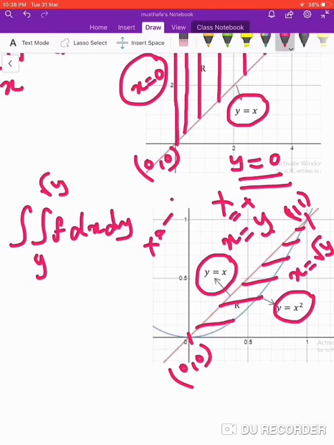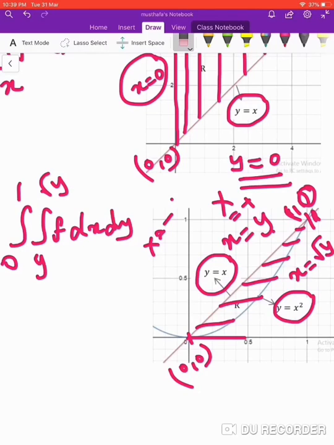Now look at the line. The line is moving from the lower to the upper. When I start, what is the value of your y? It is 0. When I stop, what is the value of your y? It is 1. So the outer limit will be 0 to 1, and the inner limit is y to square root of y. I hope this explanation is clear to everyone.